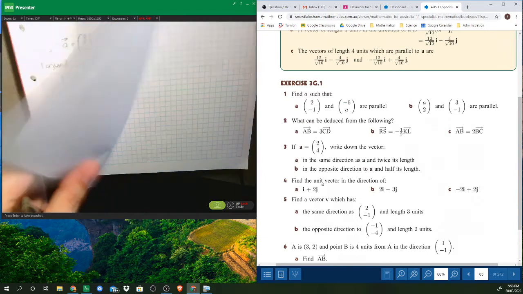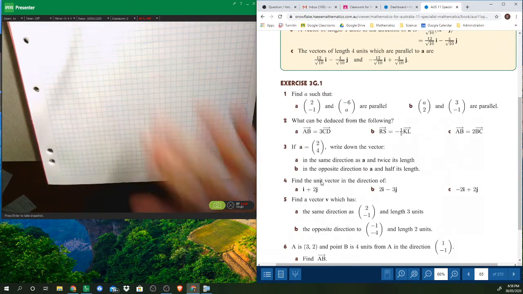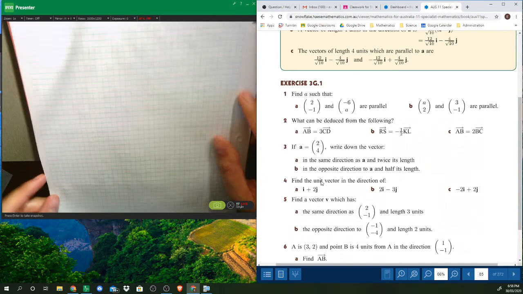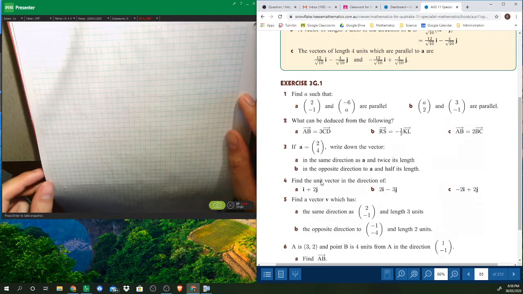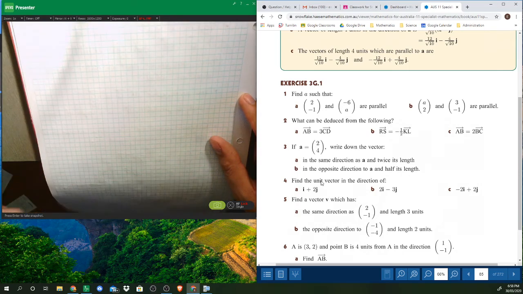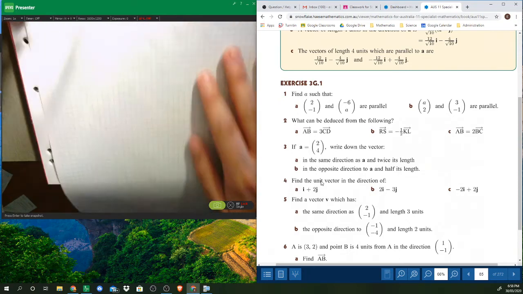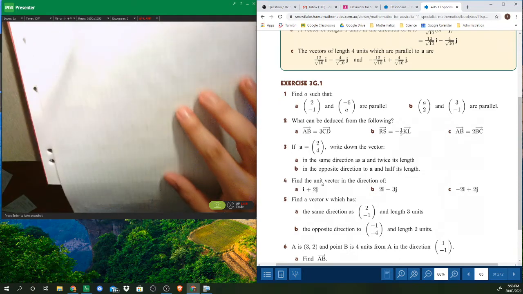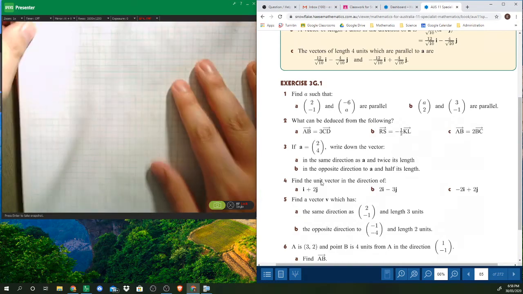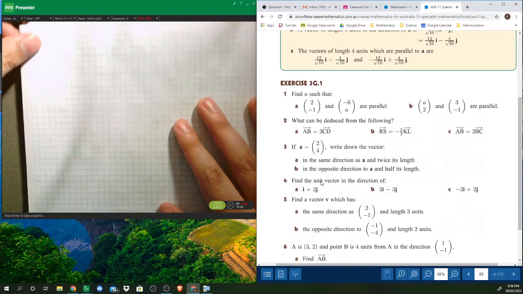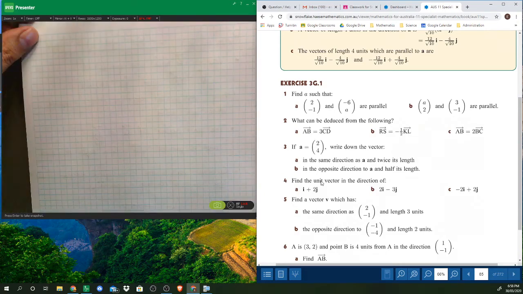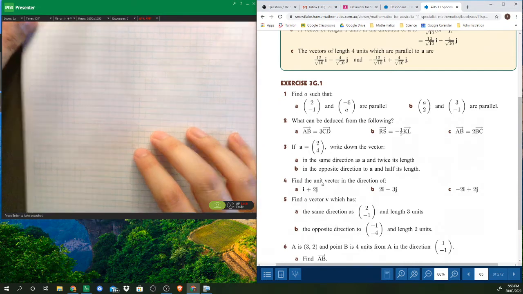All right, so maybe I'll have a look at some of these questions. Try some of these yourself. I think question 1 is easy enough. What can be deduced from the following? Well, for question 2, let's go up here. Get the camera back up. All right, so it's a bit bright. There we go.